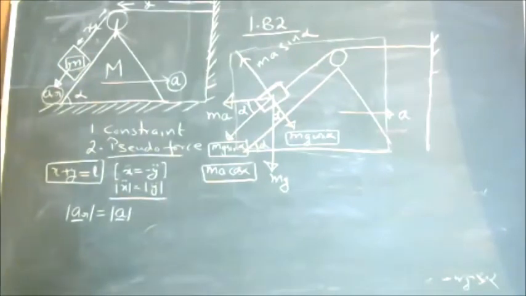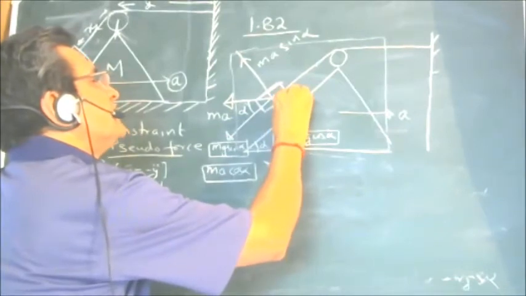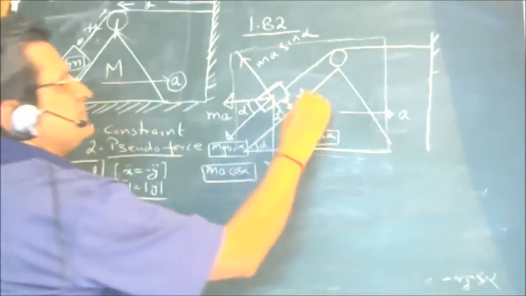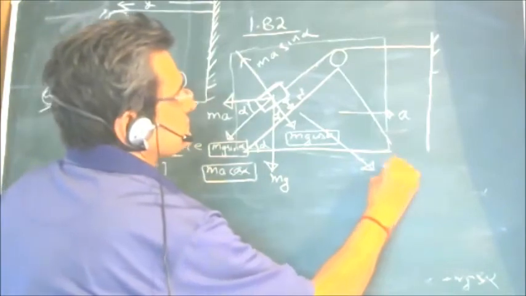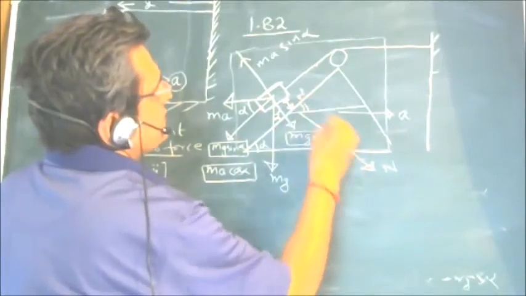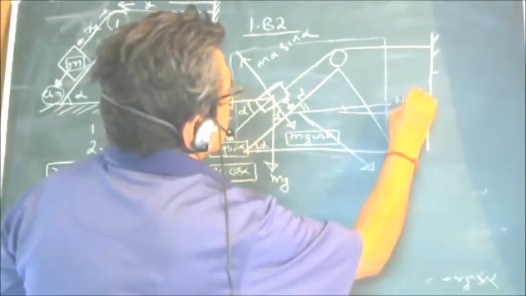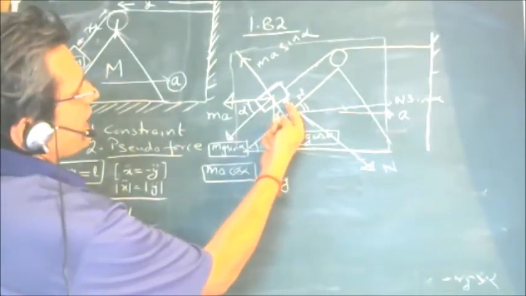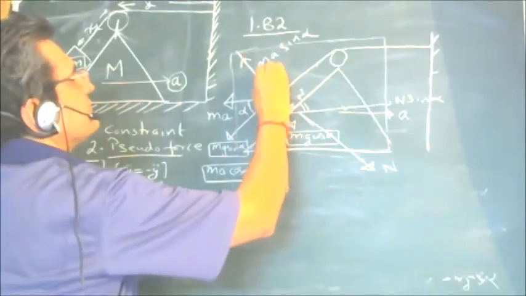Which is the other force which is acting? The other force is the interaction force between the wedge and the small mass m. This will be N. As far as this block is concerned, N will act in this direction. We know this angle is alpha, and if this is N, this will be N sin alpha. The N acting on the small mass m will be in this direction.